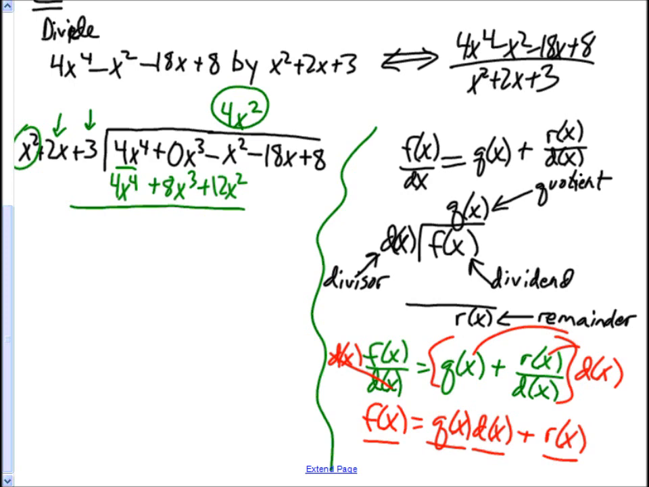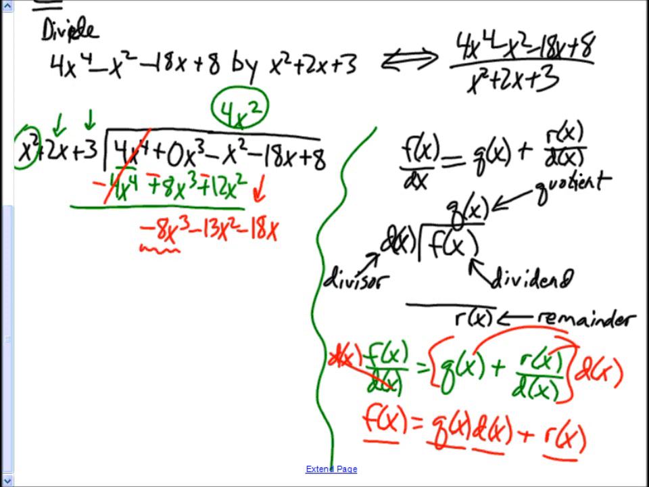Now remember how we subtract this? We actually subtract the entire thing. In other words, we have to change each of these signs. So 4x to the fourth minus 4x to the fourth cancels. That's why we wanted to match that. Then 0x cubed minus 8x cubed is a negative 8x cubed. Negative 1x squared minus 12x squared is a negative 13x squared. And we bring down the next term, minus 18x. Now we're trying to match this one.